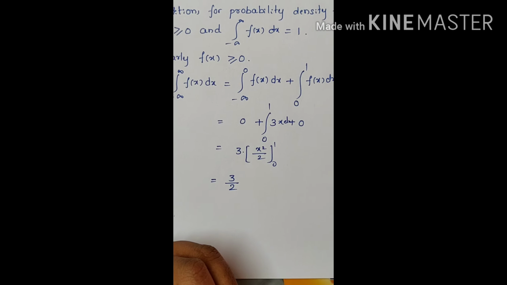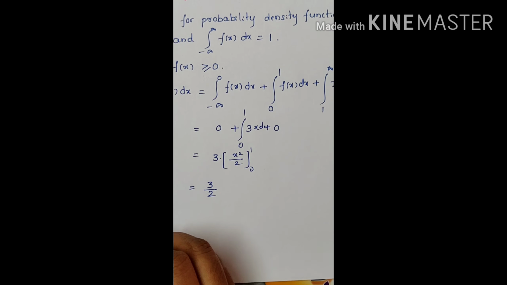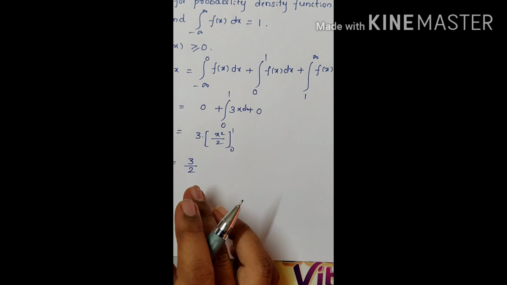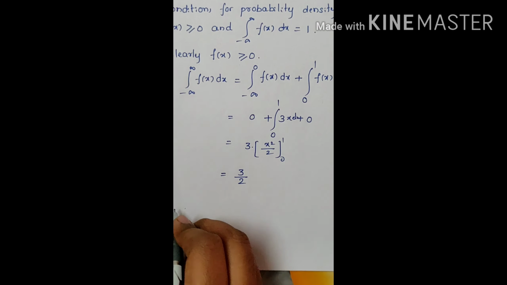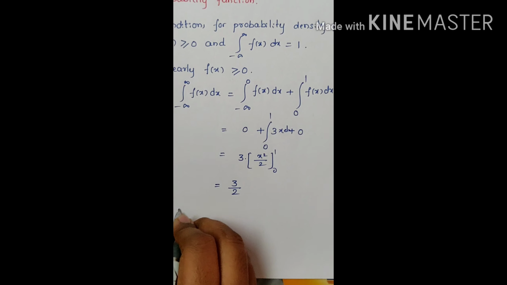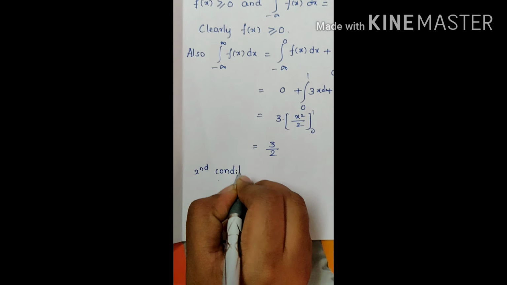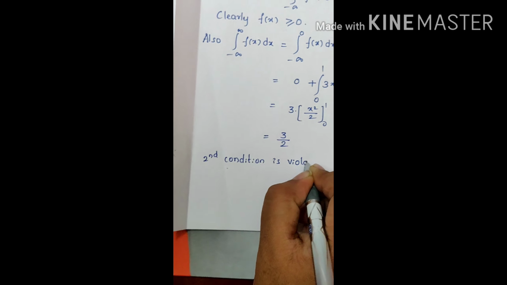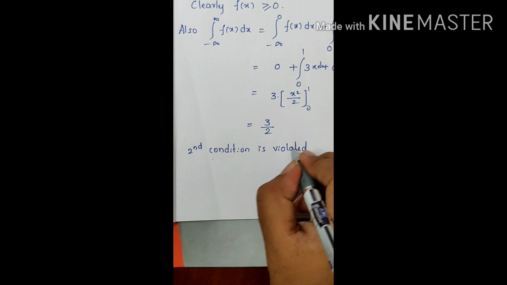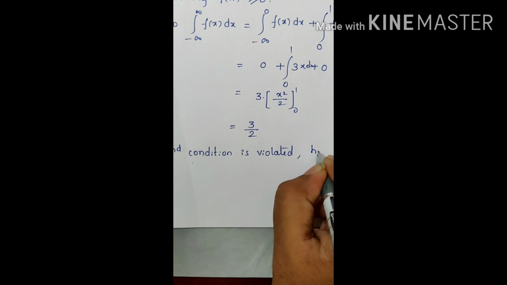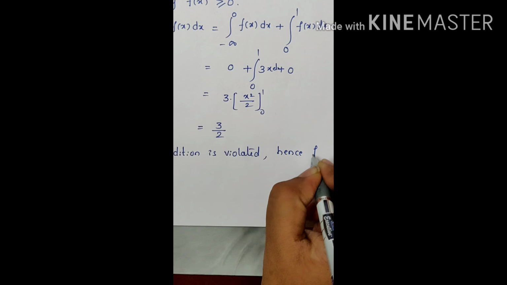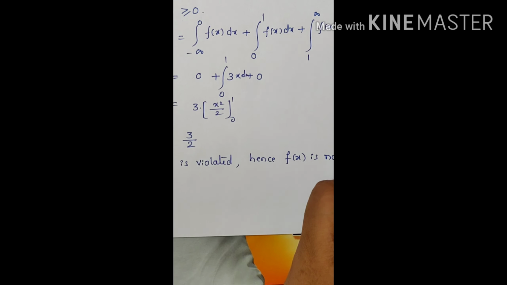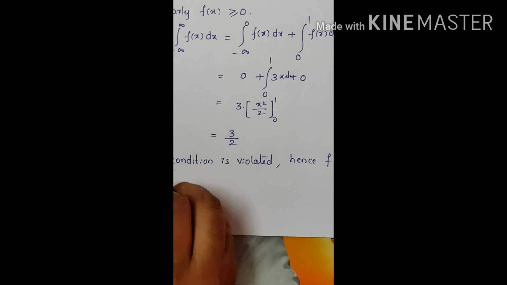So 3 by 2 means what? The second condition is violated because we must have got 1. So the second condition is violated, hence f of x is not a probability density function.